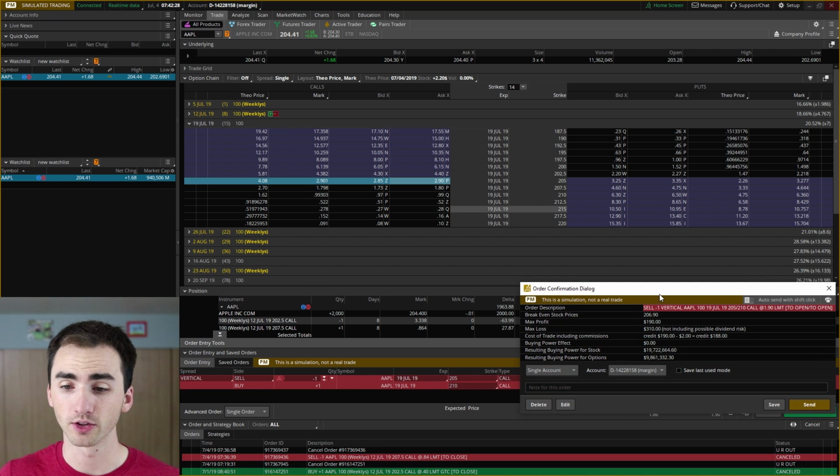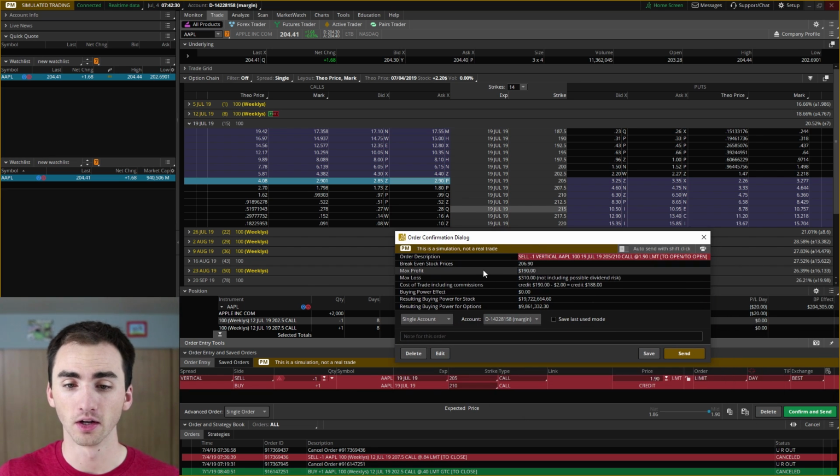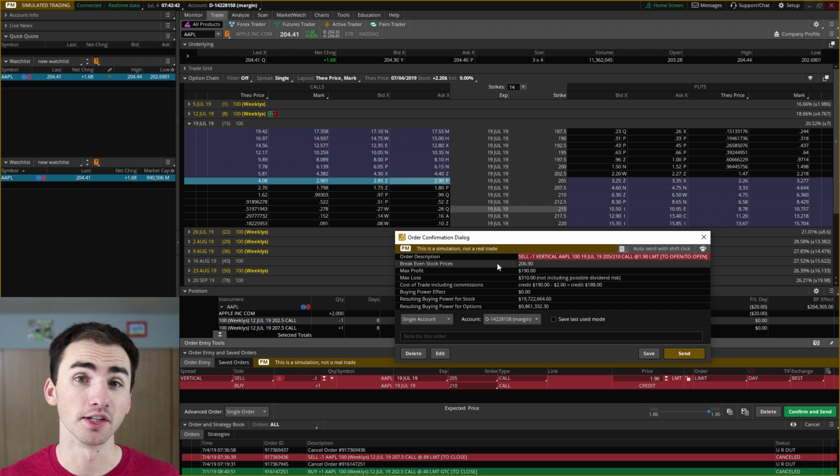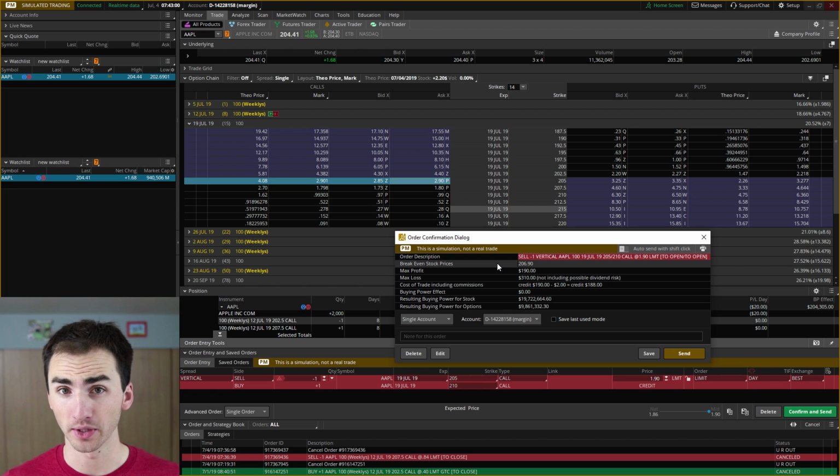We can click confirm and send, and it will tell us here our break even price. So even though we're selling the 205, the stock can go pretty much all the way up to 207, and we can still break even. Now, this does mean at expiration, so that's not necessarily what we care about, because quite often you want to use an option spread and not trade it all the way into expiration. It's a lot better to try and sell it, get a quick profit, and then get out. We will talk about that in a few minutes.